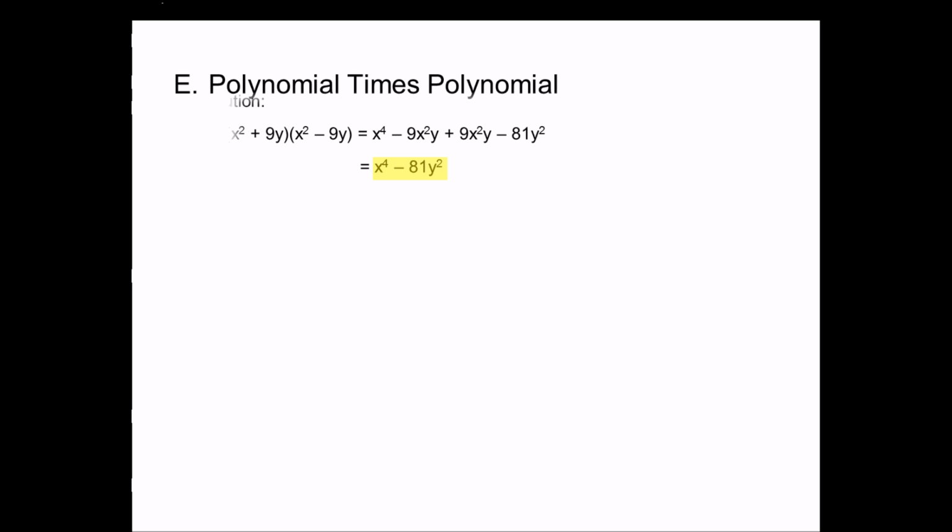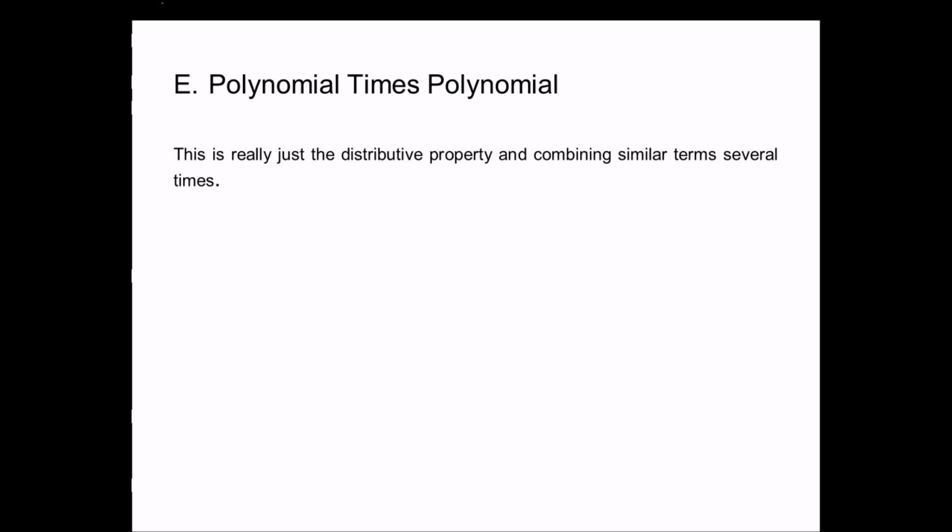Okay, now we look at the ultimate of multiplying polynomials. Any old polynomial times any old polynomial. It's kind of like everything else we did before was a special case of this. All I'm really going to do with this is show you a good bookkeeping way, so that you don't lose anything in terms of your multiplication and combining similar terms. So this is really just the distributive property and combining similar terms several times. So we just need a nice way of doing this.